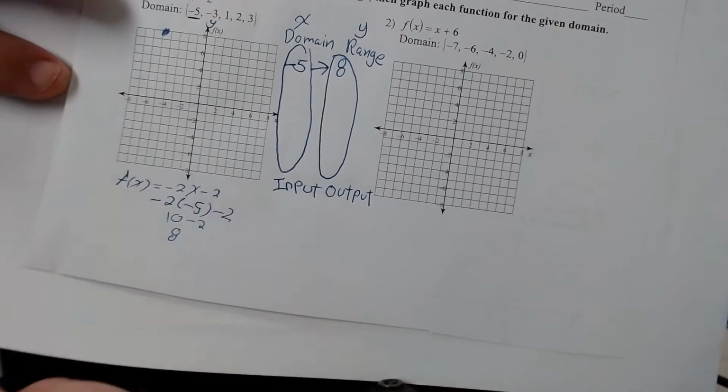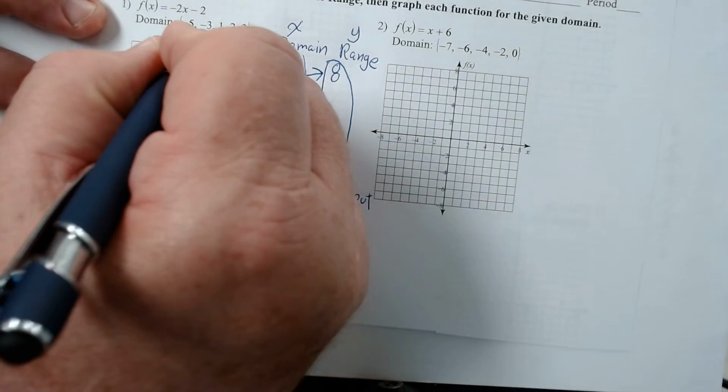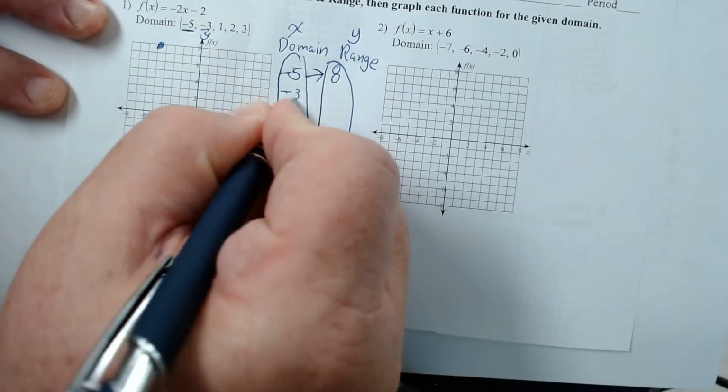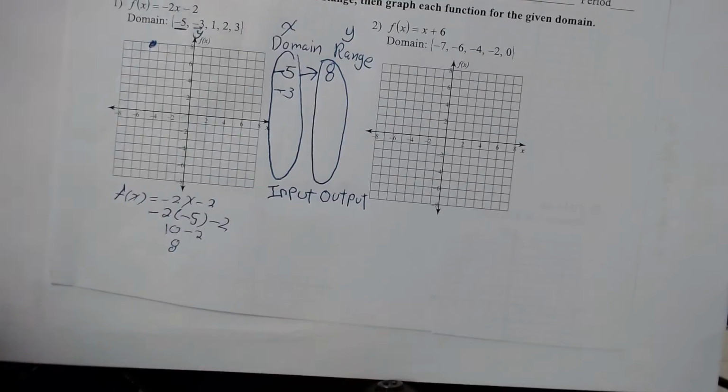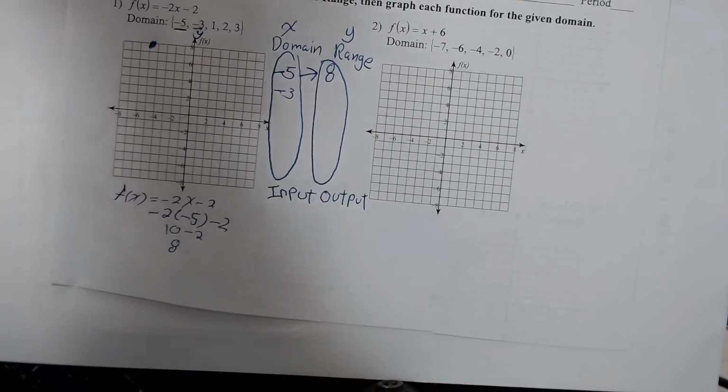When I'm done, I'll do the same thing for -3. I'll plug in -3 for my domain. Okay. Now you can also use a calculator. I'll do this right quick.